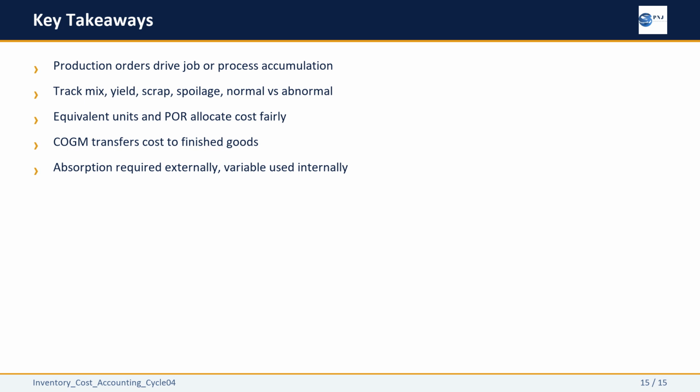It all converges on the cost of goods manufactured statement, beginning WIP plus total manufacturing cost minus ending WIP, which transfers cost into finished goods. And never forget the big choice. Absorption costing is required externally and capitalizes fixed overhead, while variable costing is an internal decision tool.